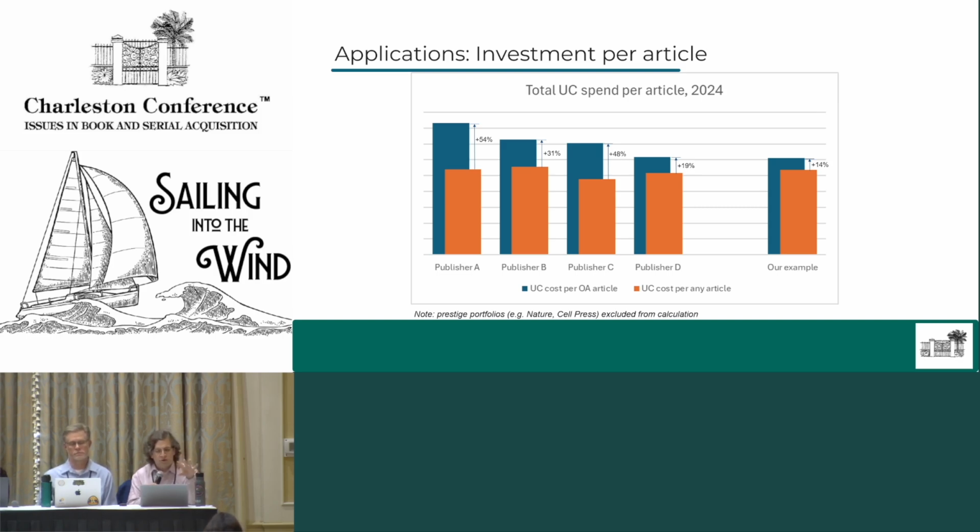And we can even start to quantify the gap between the potential value and the current value by observing that for publisher A, for example, and I don't know how readable those percentages are up on the screen for you, but the spend per open access article is more than 50% higher than the spend per any article. So that's a gap between the current value and the potential value that we would look to decrease as we increase uptake in the open access model.